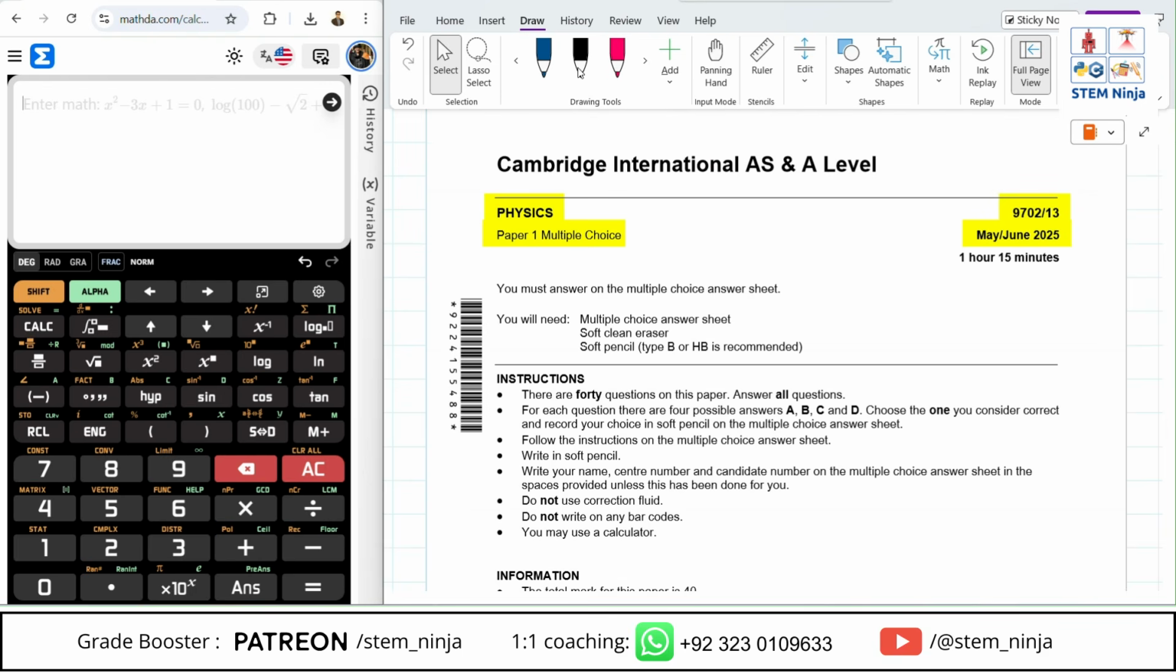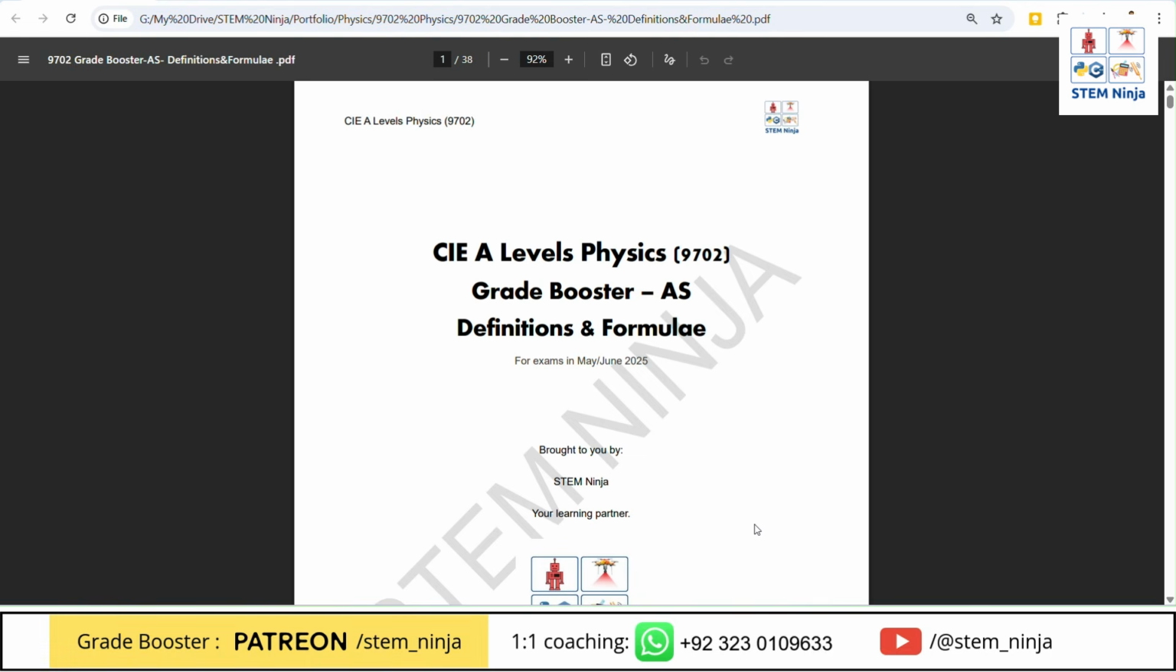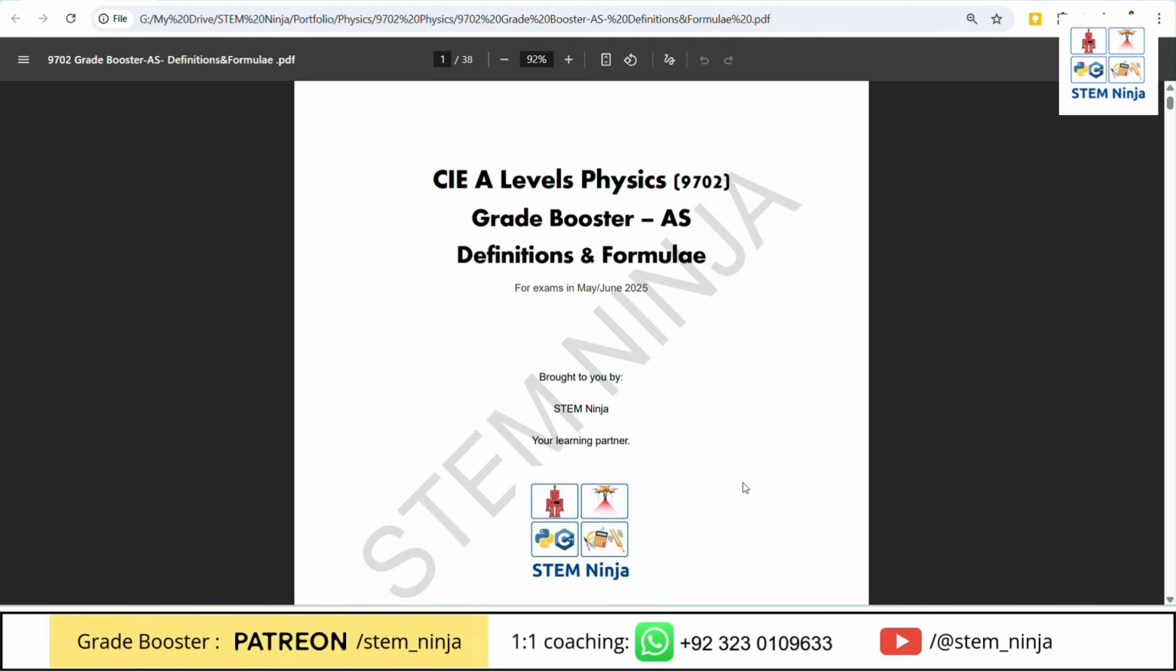Today we're going to talk about the paper 1-3 variant from the May June 2025 series. Just like in the last videos, before we jump into the paper, I want to show you some resources that will prove very helpful while solving these papers.